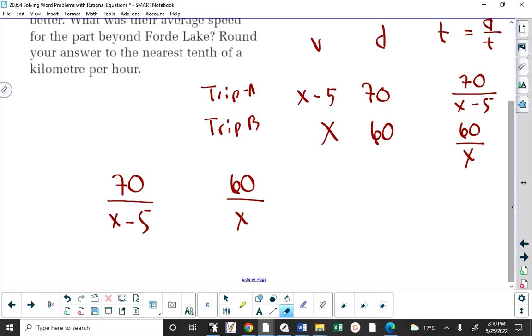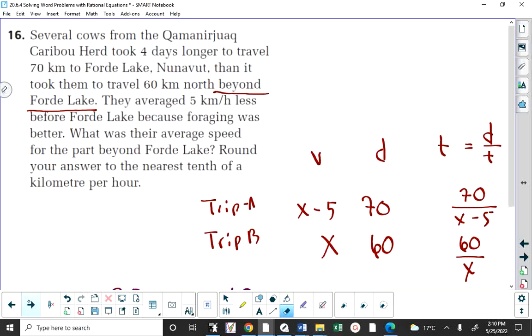There's a relationship here, and it says that one of the times is 4 hours, 4 days. Is it days? It is. Ooh. 4 days more. Which is 4 days more? This one, right here. This is more time. It's a larger time.